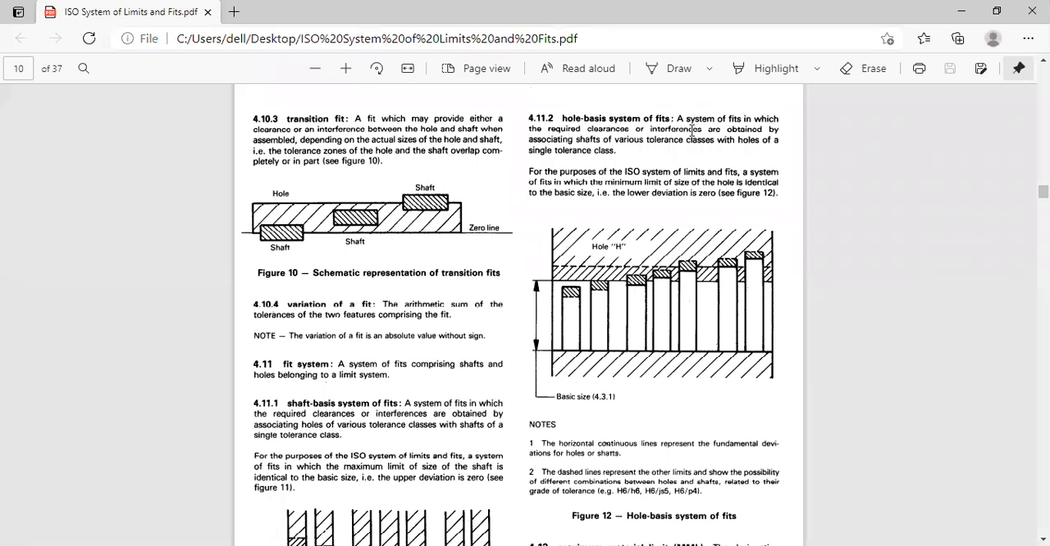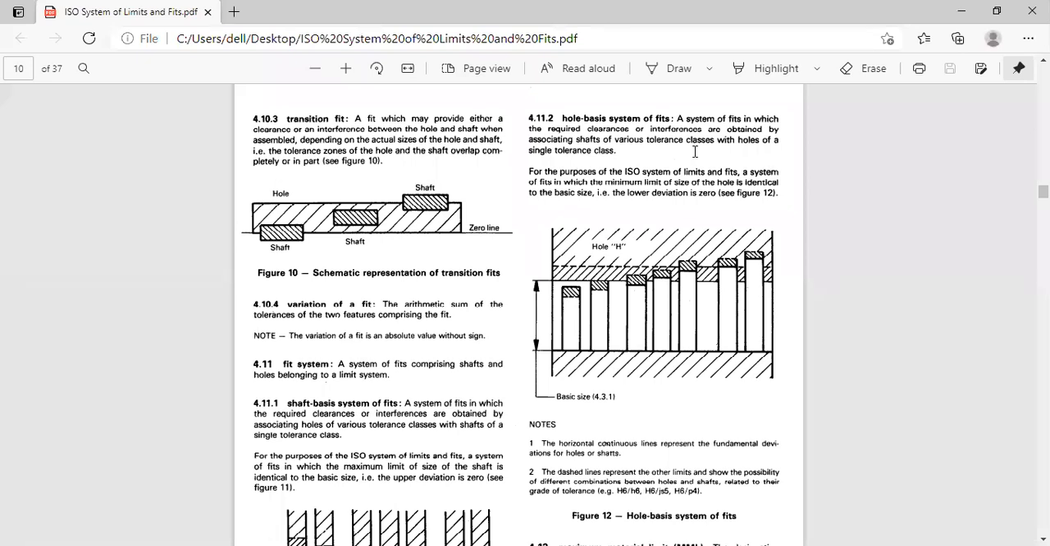So here he has given a type of definition. This is an alternate definition. Already we have discussed one of the definitions in an earlier class. So this is a system of fits in which the required clearance or interference is obtained by associating shafts of various tolerance classes. So what is in the basic definition? What we have told: the hole size is kept constant and shaft size is varied. So here you are associating shafts of various tolerance classes.